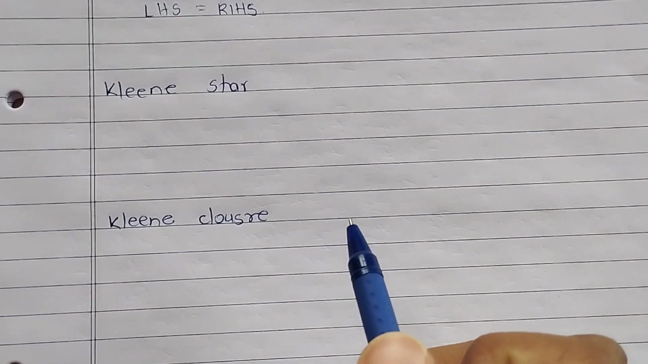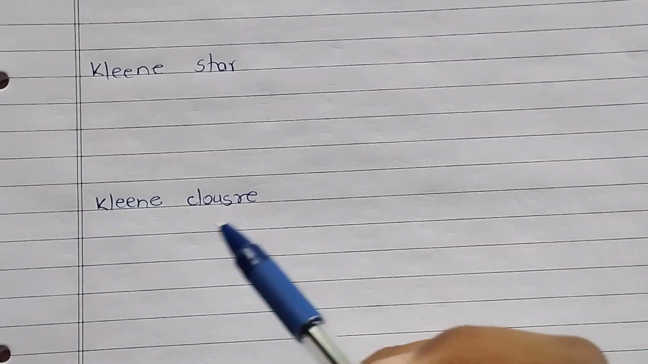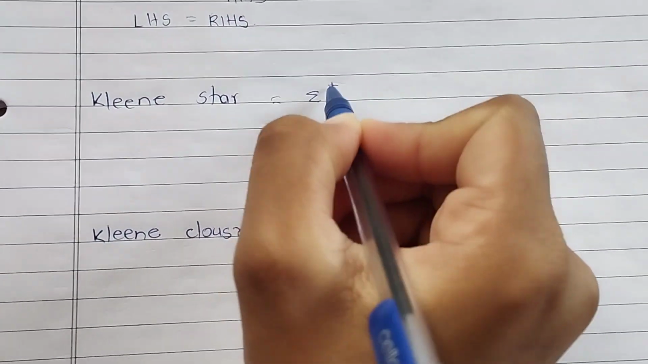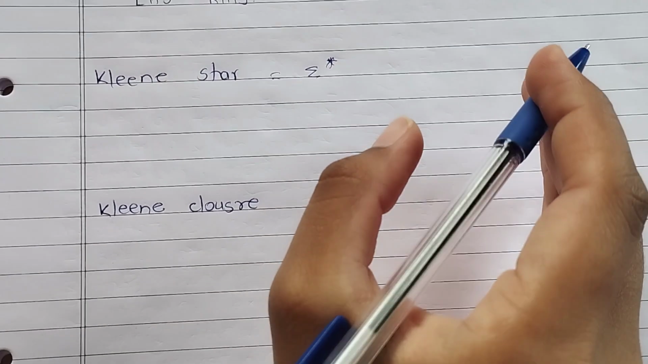Now we move further forward. Here two concepts are important: Kleene star and Kleene closure. This is nothing but sigma star, and sigma means the alphabet, the set of symbols from which strings are formed.